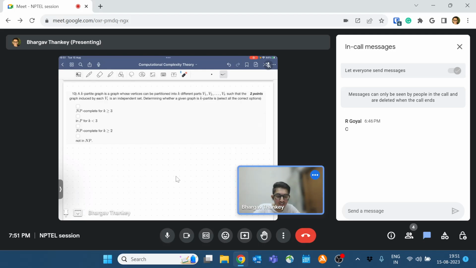So over here, you are given V1 to Vk. You have to find if V1 to Vk exists. But how are you going to say, does there exist a V1 with size at least something, a V2 with size at least something, and so on?